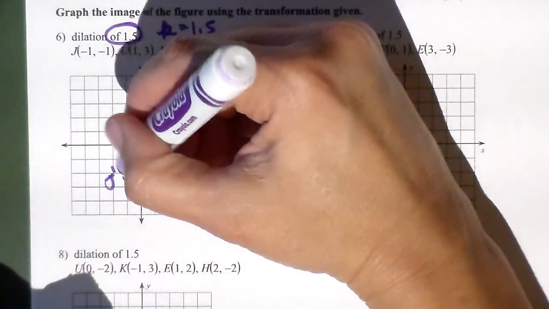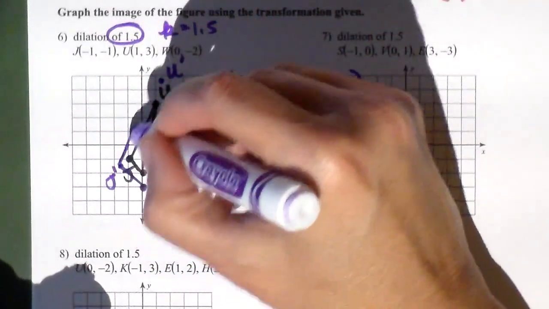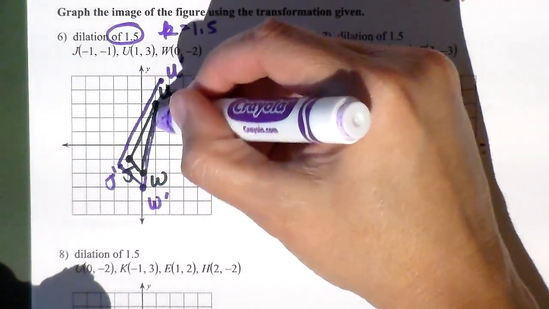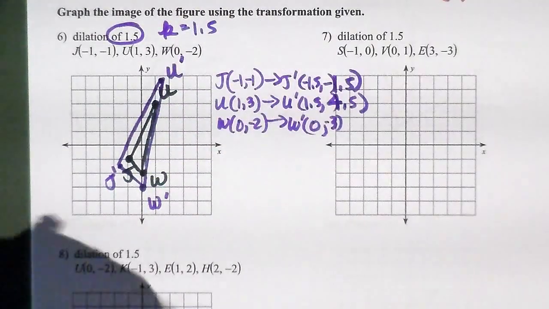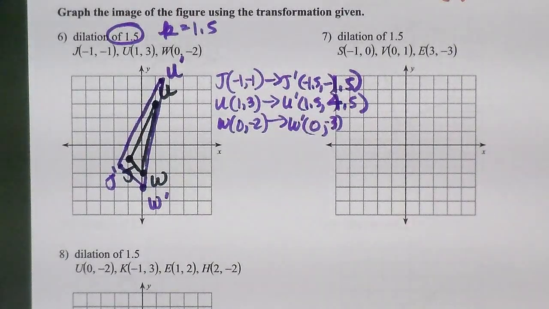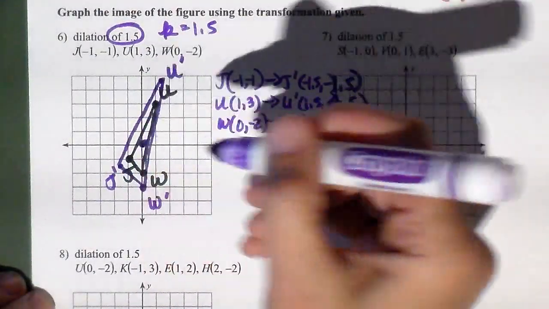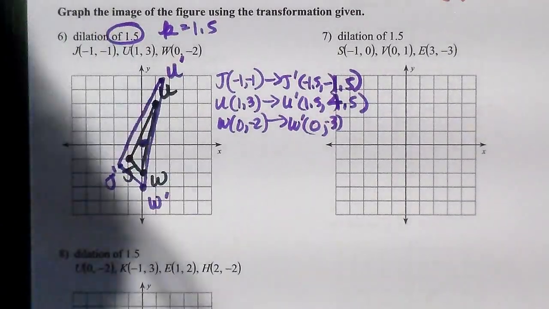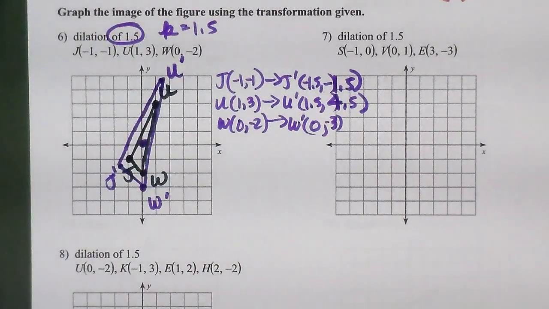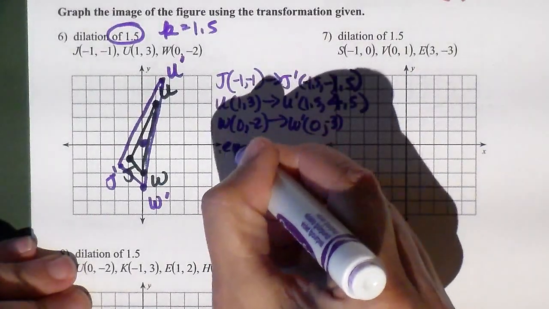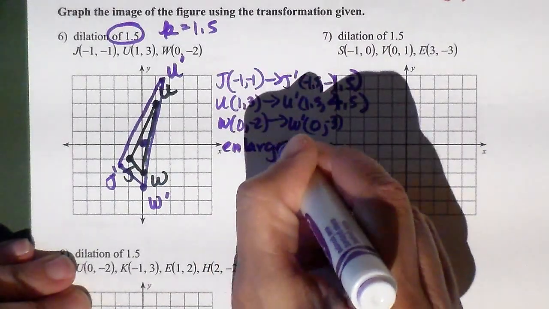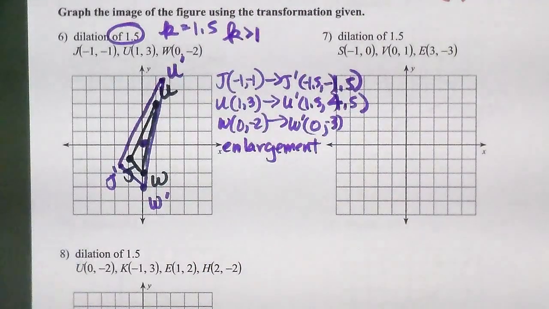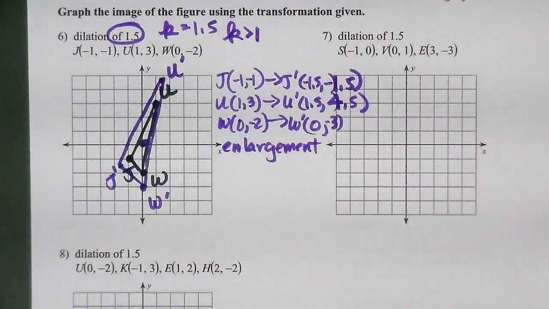So I'm going to now draw my other triangle, my new one. And you can see that that is a symmetrical dilation almost. Remember, we dilate everything around 0, 0. So that triangle is an enlargement. Let's write that word again, enlargement, because K is greater than 1. If K is greater than 1, you've got an enlargement, so it got bigger.